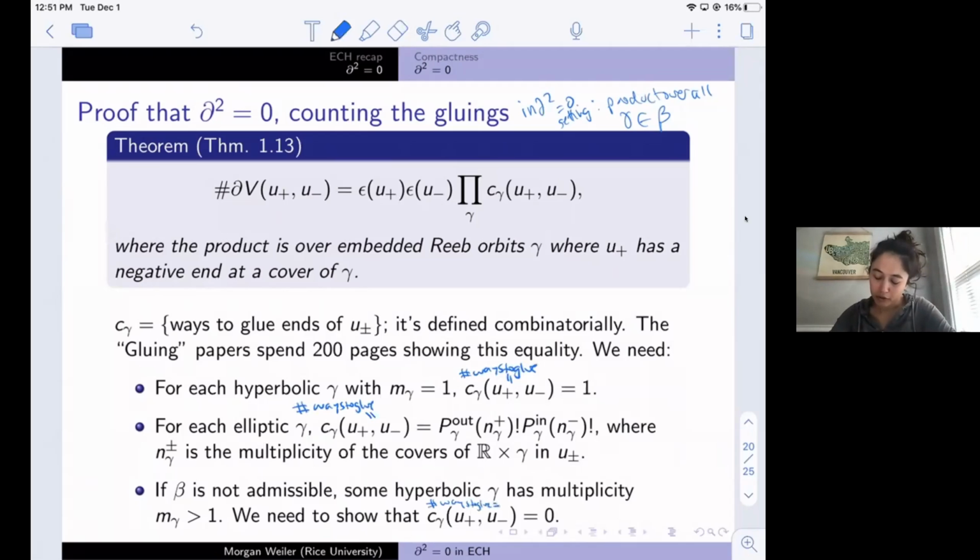Okay, so for each, and by glue, I mean insert these tau 1 through tau k in between U plus and U minus in the building. So for elliptic orbits, Hutchings and Taubes show that C gamma is equal to this thing, and I will explain what it is momentarily. It's equal to something that depends on the multiplicities of the covers of trivial cylinders in U plus and U minus. So I've told you what everything except the factorials mean.